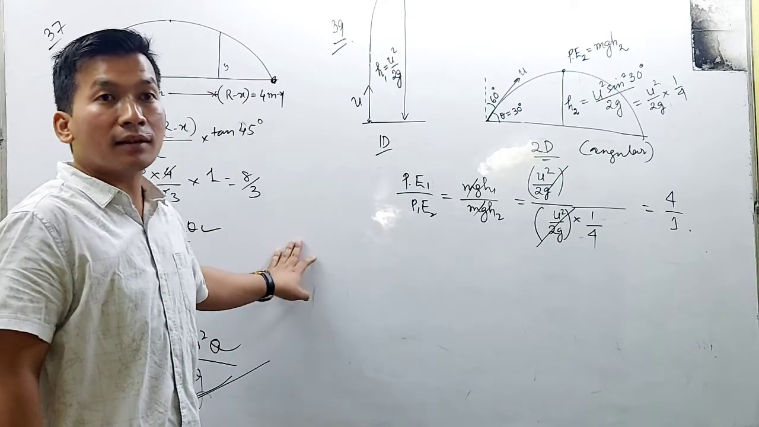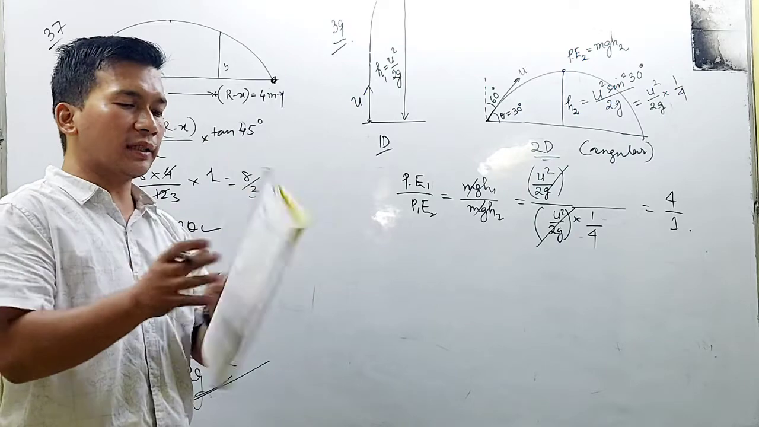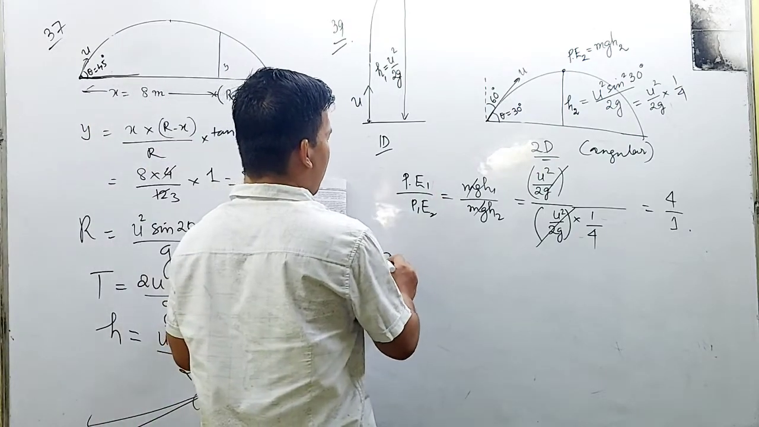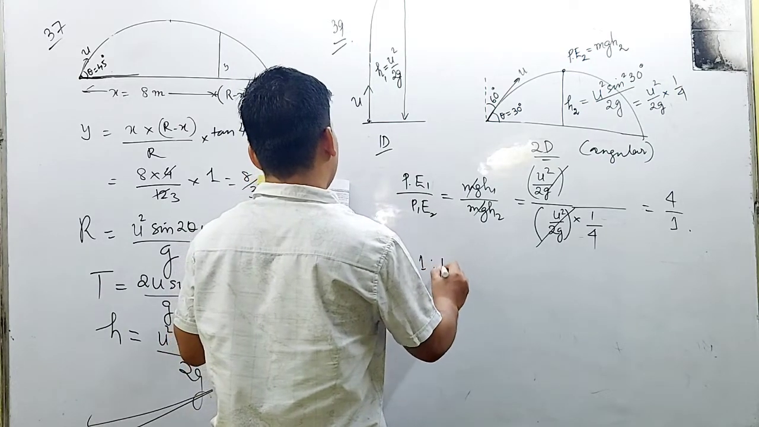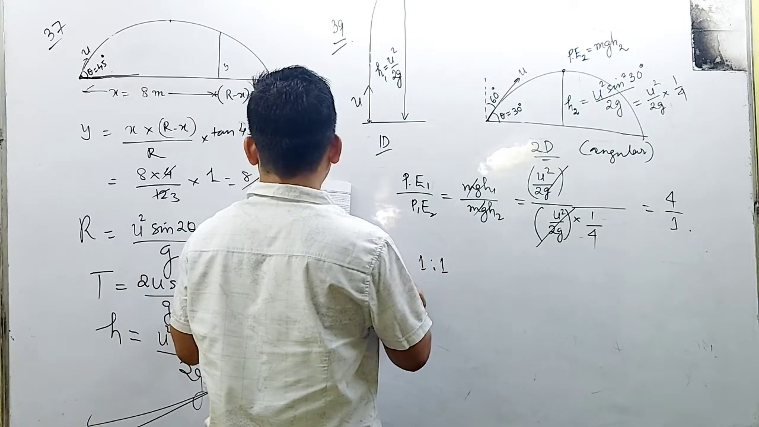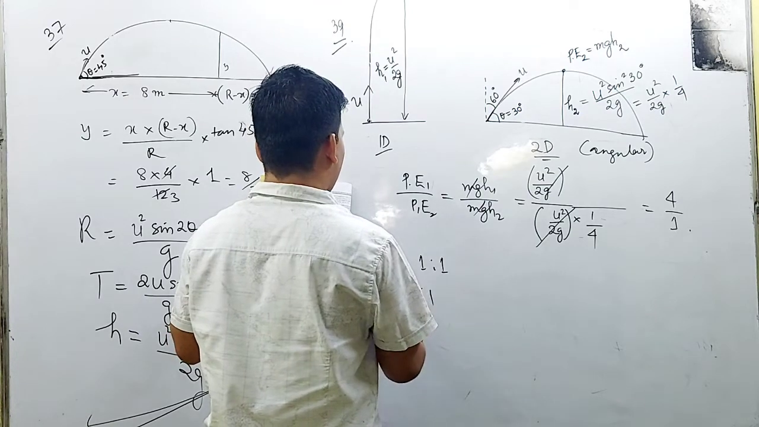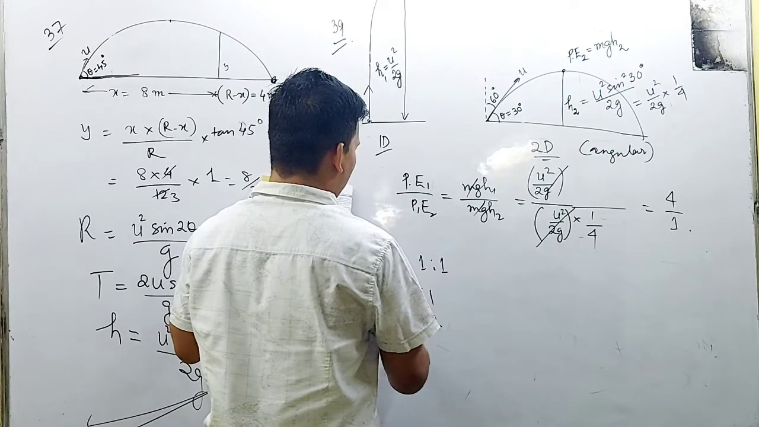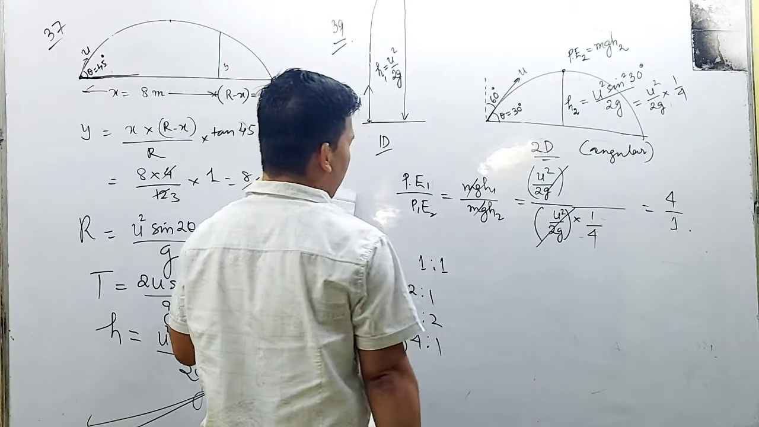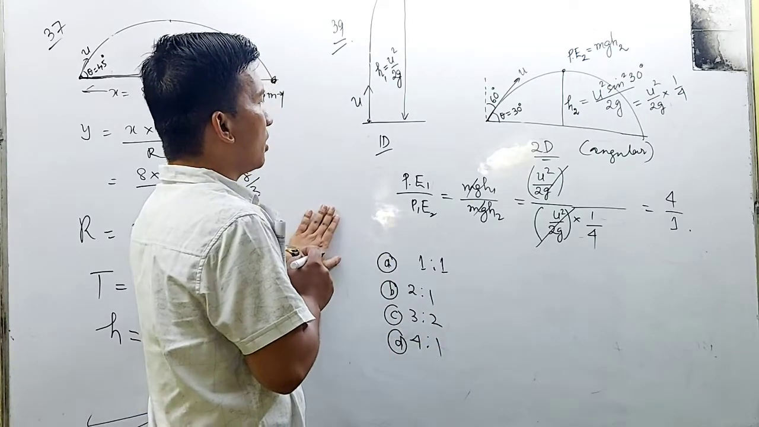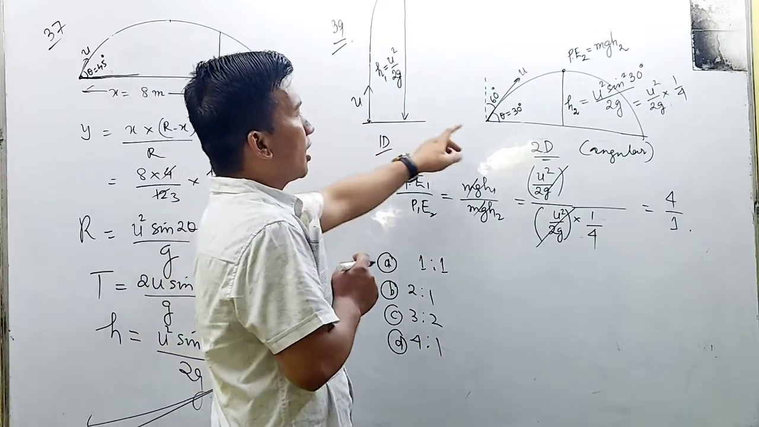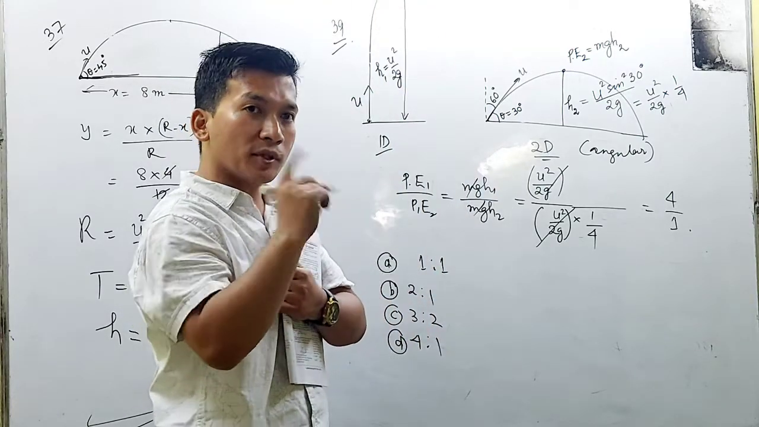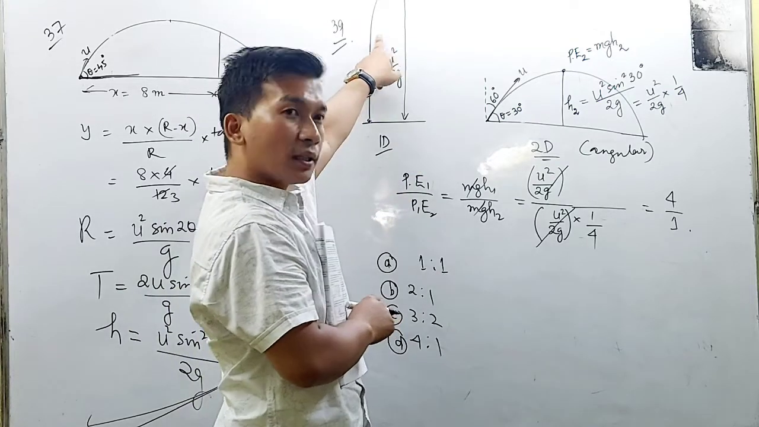Now let us see how to deduce the correct option without any calculation. Option number 1 is 1:1, option number 2 is 2:1, option number 3 is 3:2, and option number 4 is 4:1. Which one will produce more height? In the diagram, this will have more height.